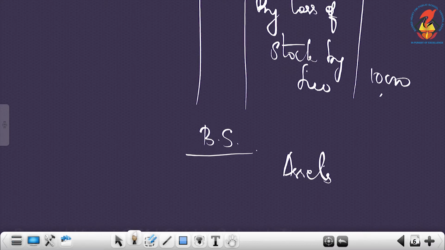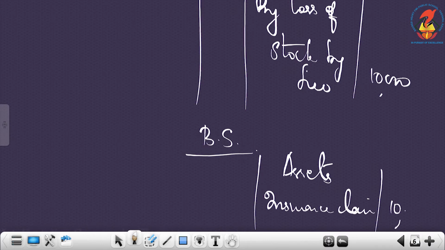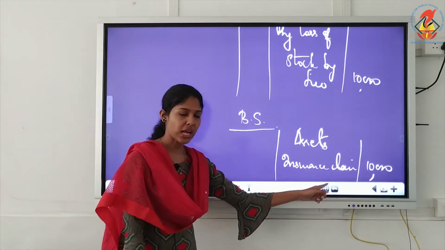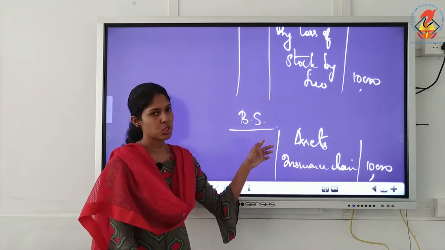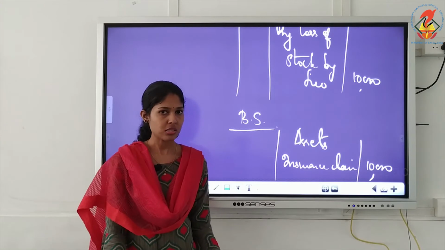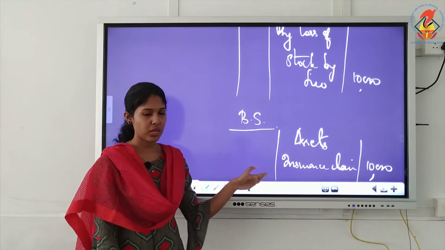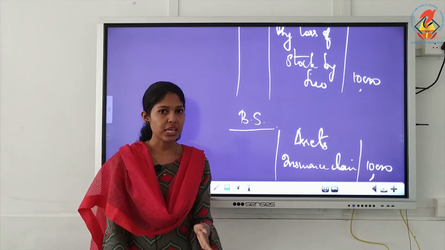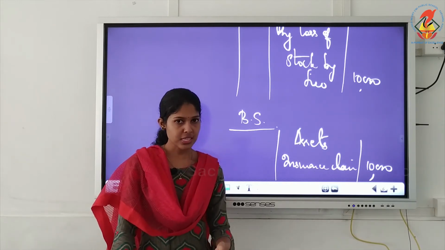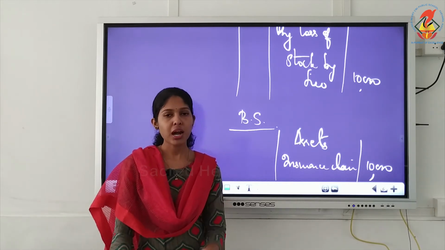On the asset side, we will write one item like insurance claim, and they have agreed that they will pay the entire 10,000. So, the entire 10,000 will show. It is a receivable amount for us, so it is an asset. So, we showed it in the balance sheet. Nothing in P&L because we are not suffering any loss. So, this is the situation when it is fully insured. Okay. Then case C, when it is partly insured.